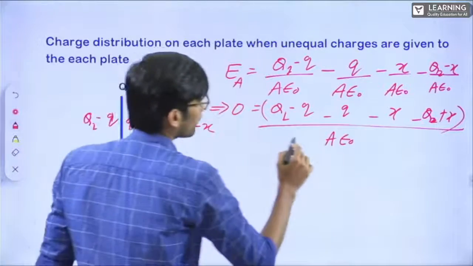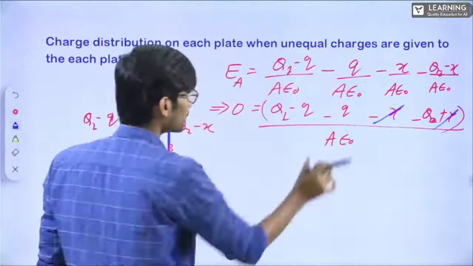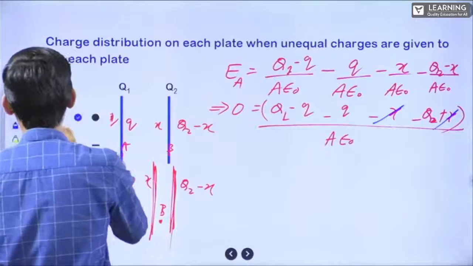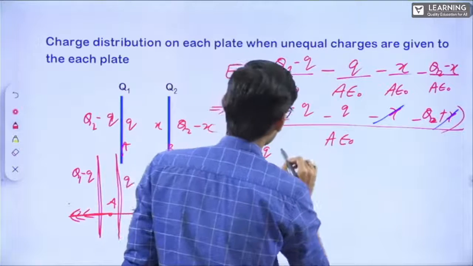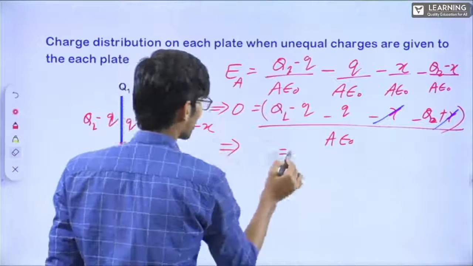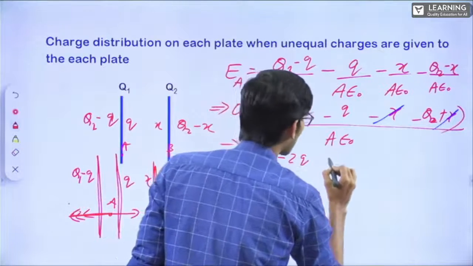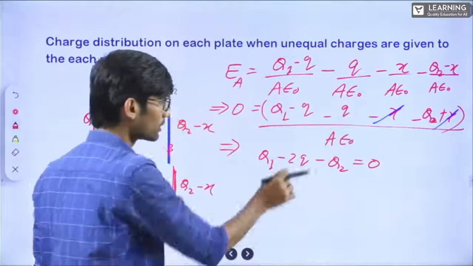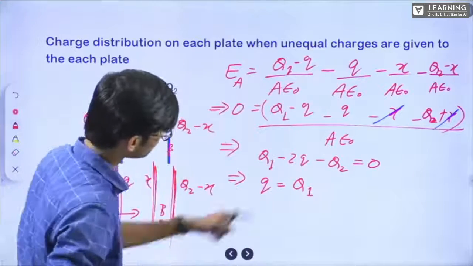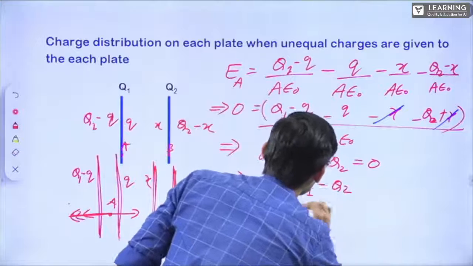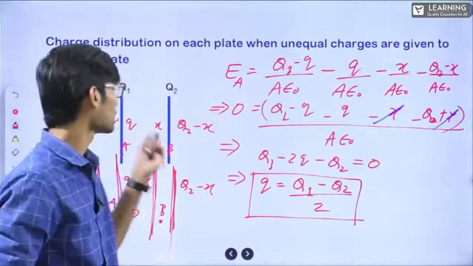Now see here, this X and this X will be cancelled. This will go to the other side, multiply, it will be 0. What did I get? Let me just write the equation initially. Q1 minus 2Q minus Q2 is equal to 0. Minus minus plus, so this is 2Q2. From here, Q is equal to Q1 minus Q2 by 2. This is Q. Fine. The same opposite charge will come here.